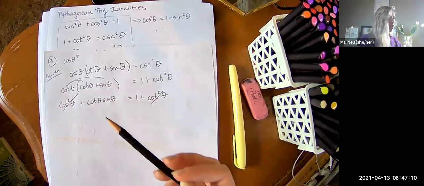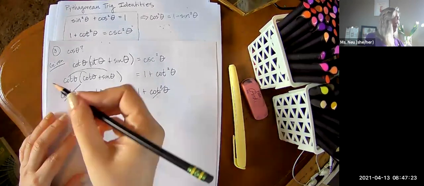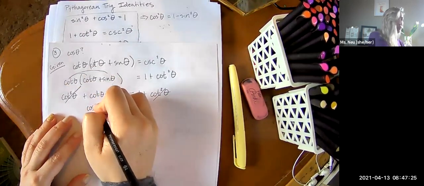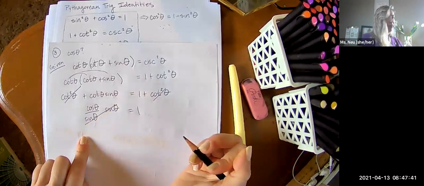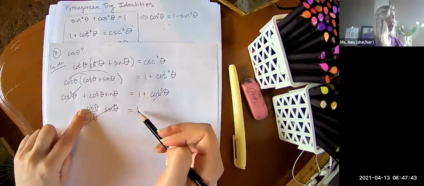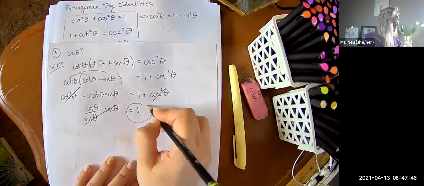So what was the cotangent again? Yes, cosine over sine is the cotangent. So I'm going to take this cotangent and rewrite it as cosine over sine. Oh, so pretty. Now these sine thetas cancel, and I'm left with cosine theta equals 1. Well, I guess it's not 0. So there's that. All right, let's do number 4.